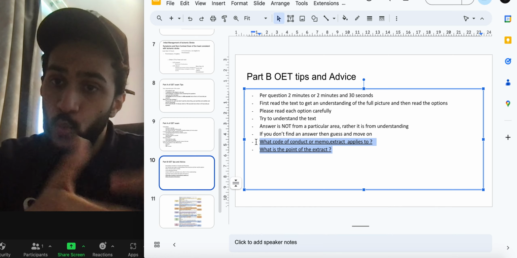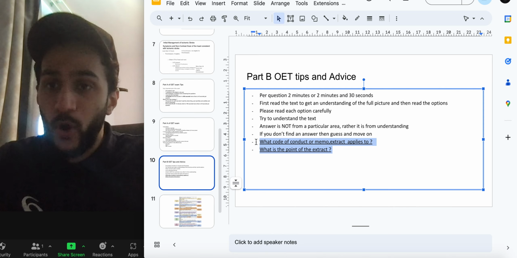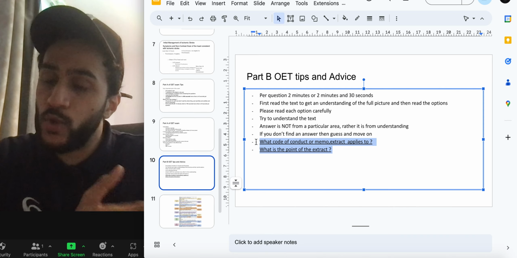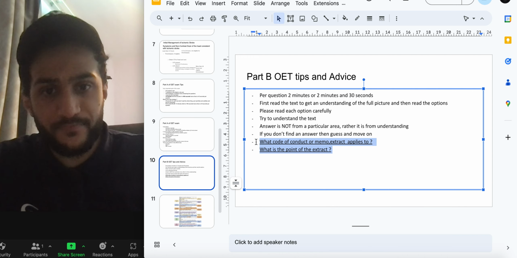What does it apply to? What's the application? Where does it apply to? So they sometimes ask, what's the point? Or what does it apply to? So these are the two main characteristics of what this really does speak about.